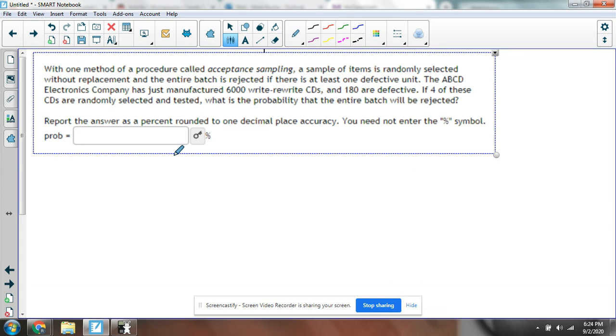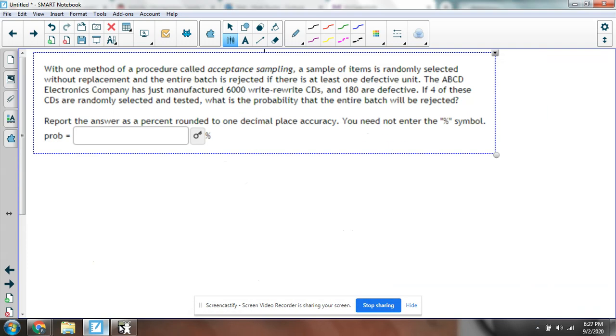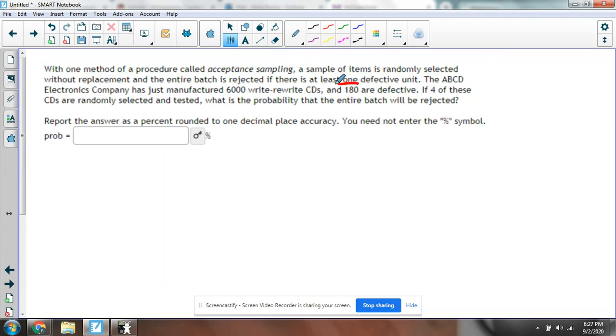Okay. And the last one, a method of a procedure called acceptance sampling. A sample of items is randomly selected without replacement. The entire batch is rejected if there's at least one defective unit, at least one. So as soon as you see that, at least one, you kind of know you're going to use the complement. You figure out the probability that none were selected.